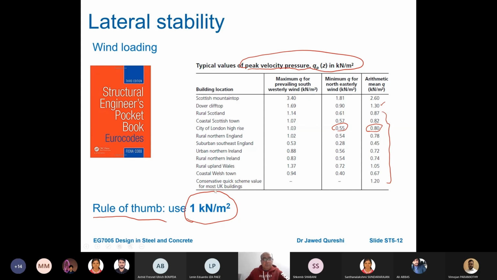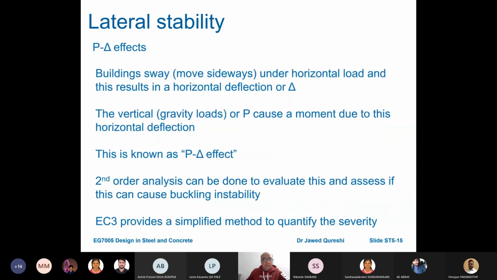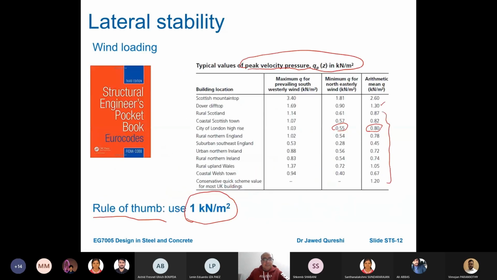But at some point you have to work out the detailed wind force, which I'm going to talk about in a bit. So wind loading, how do we work out wind loading? Now, if I estimate it as 1 kilonewton per meter square as wind pressure, this is a rule of thumb, remember. That's not the exact wind velocity pressure that's going to come out as a result of a detailed procedure, which I'll talk about in a minute.